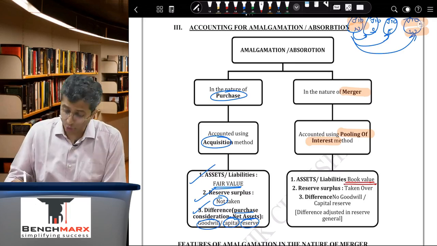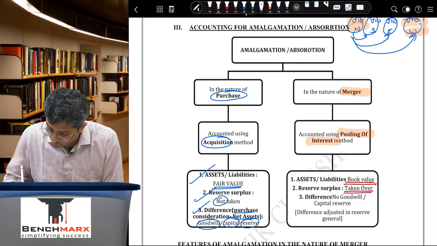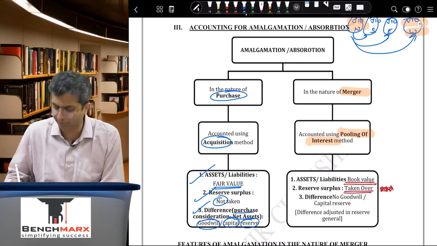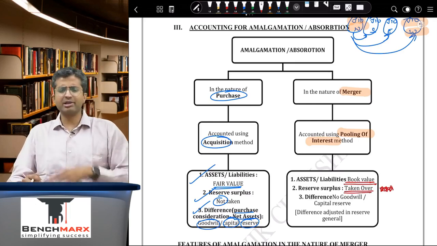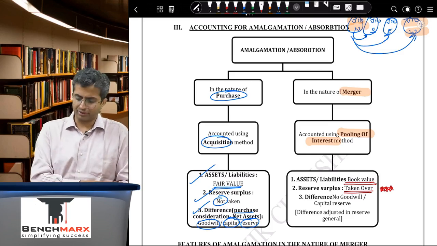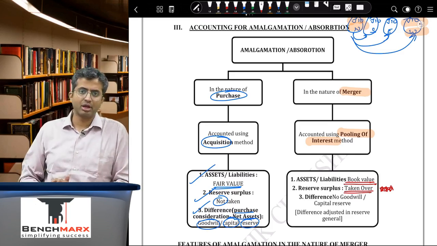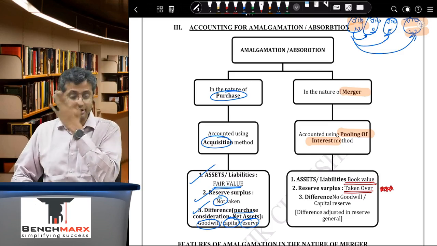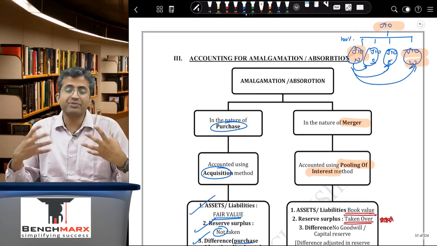A very important point over here is reserves and surplus are also taken over. This is a super exception which is done to the law. Typically, reserves are non-transferable. However, if you do not allow the transfer of reserves, people would be reluctant to join and restructure. This will stifle restructuring.